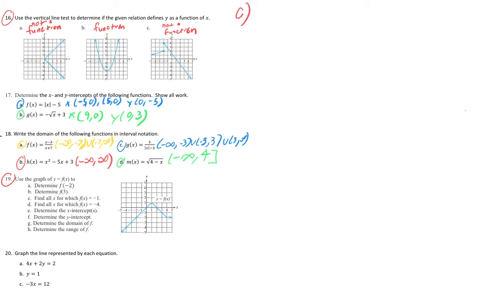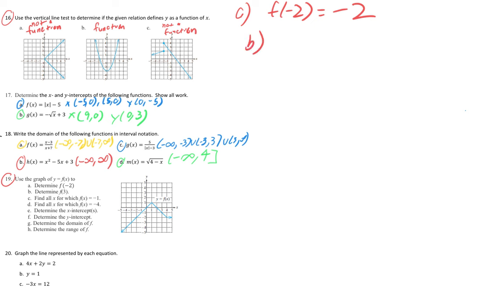So let's look at a. We want to know what f of -2 is. So what we're going to do is go to our graph, start at 0, -1, 2. So our y value is -2. So -2.